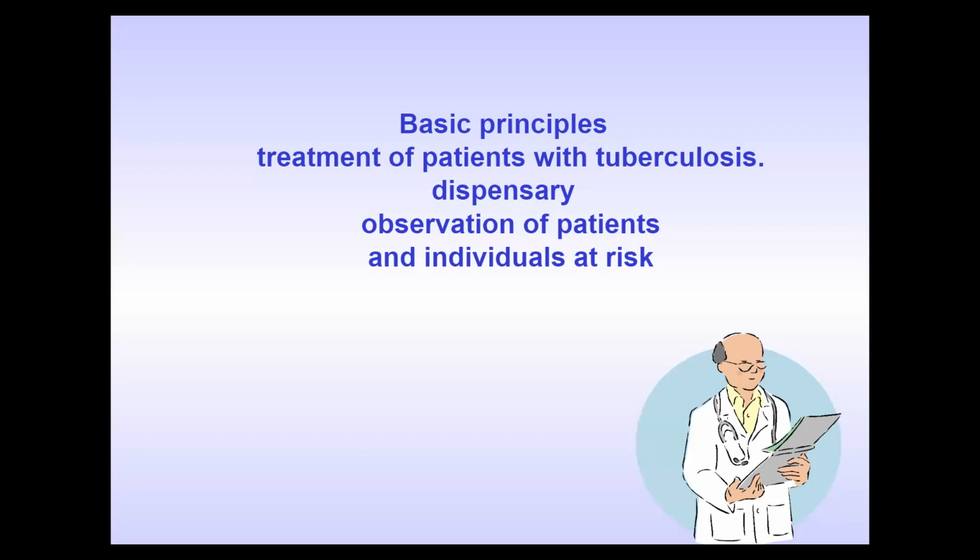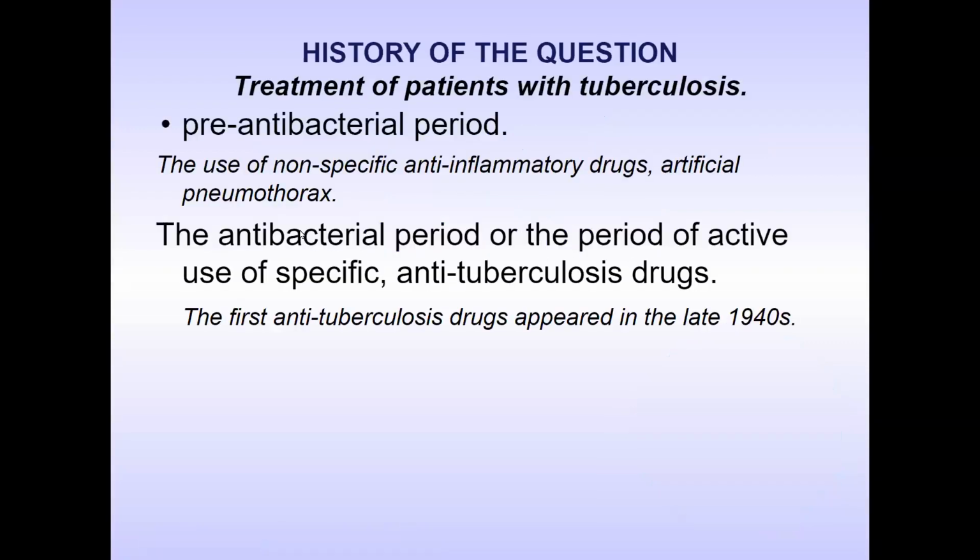Today we will talk about basic principles of treatment of patients with tuberculosis, dispensary observation of patients and individuals at risk. The history of this question, treatment of patients with tuberculosis, has two periods. The first one, the pre-antibacterial period, when doctors used non-specific anti-inflammatory drugs, and the antibacterial period, or the period of active use of specific anti-tuberculosis drugs.